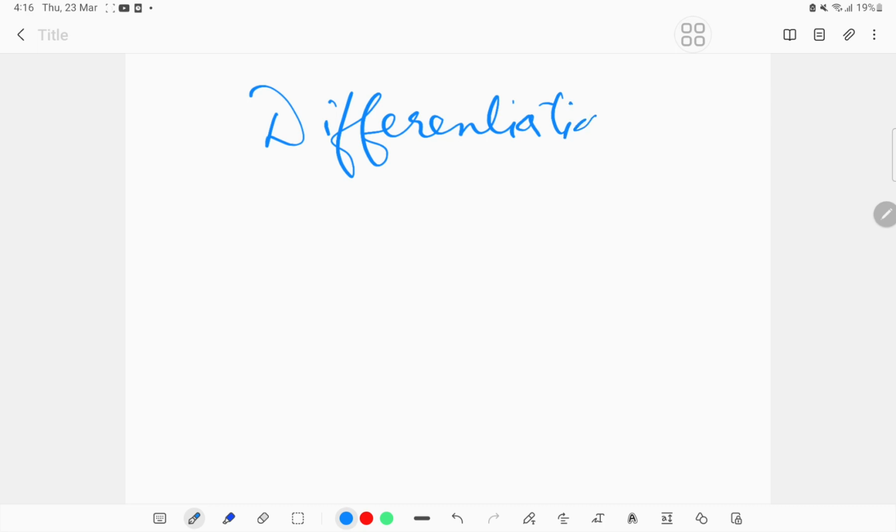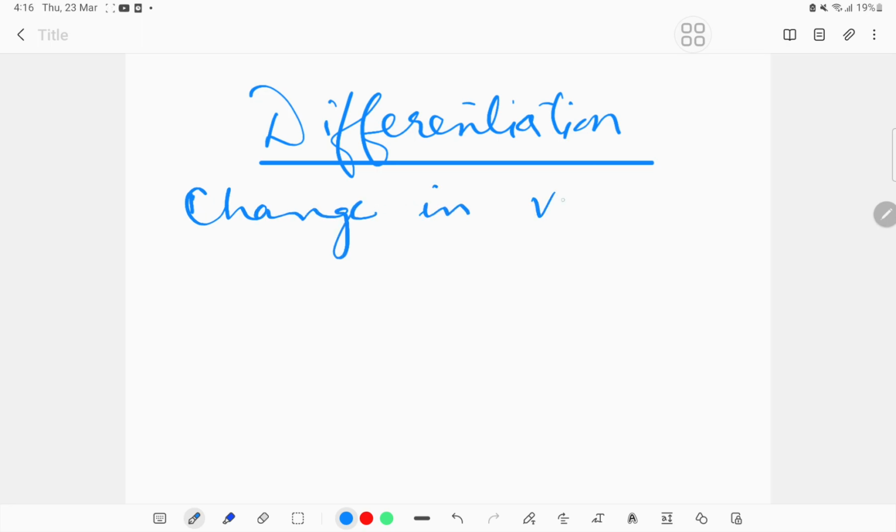Hello friends, today we will study about differentiation. You may have read it in class 12th. But in mathematical economics, in the process of differentiation we analyze any change in a variable. हम analyze करते हैं differentiation में if there is any change in variable.